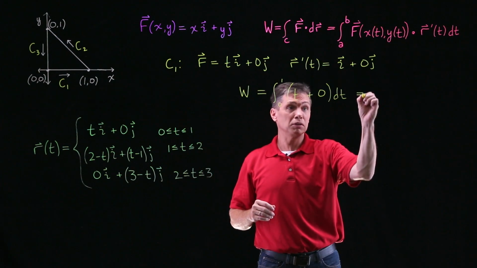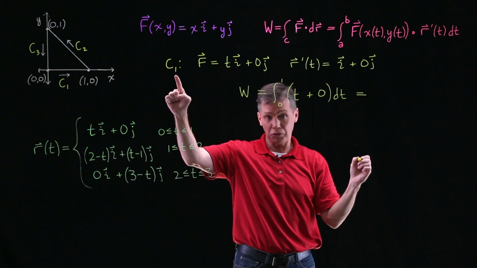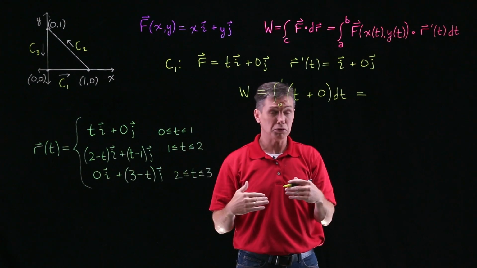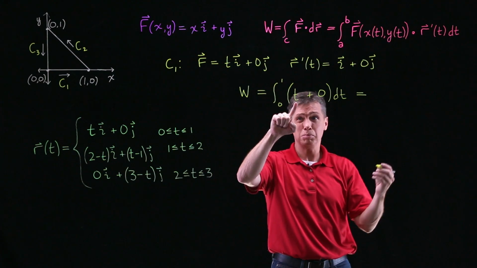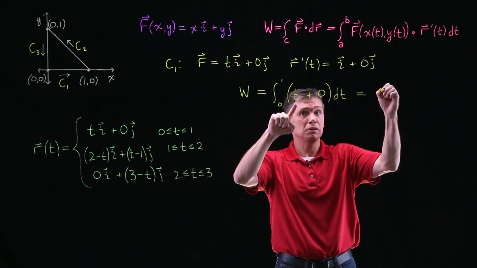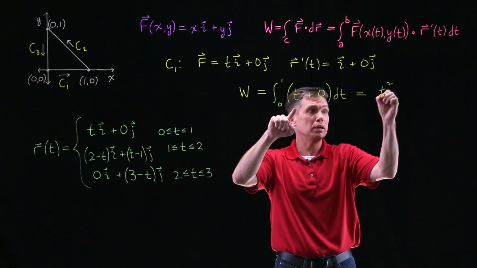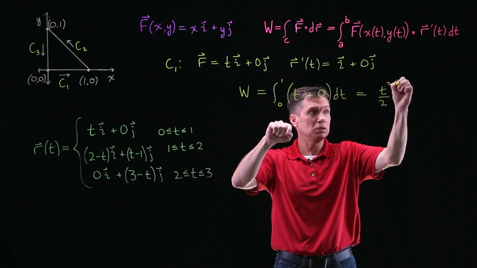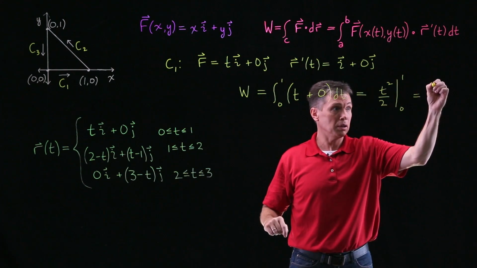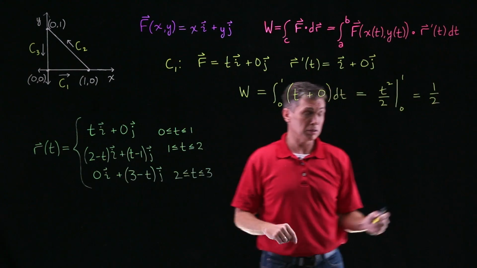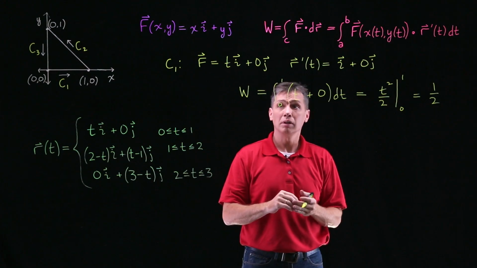Let's evaluate this, and this is all still just for C sub 1, but we'll do the same work for C2, C3, and put it all together at the end. This integral is not too bad at all. I'm looking at t squared over 2 from 0 to 1. Put in the top limit, subtract the bottom limit, a half.